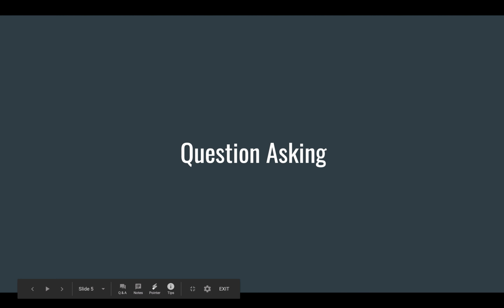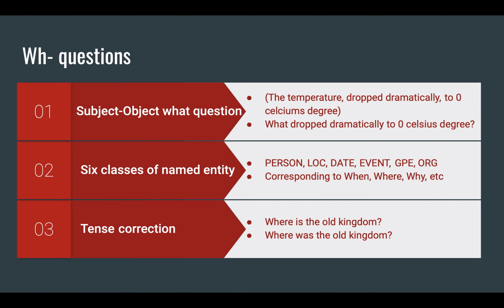There are two types of questions being generated. The first type is WH questions. First we get the relationships from relation extraction, so we get a bunch of subject, verb, object pairs. The most common type of question is to substitute the subject or object with what, because those can most frequently be referred to by what, like what dropped dramatically to 0 Celsius degrees.